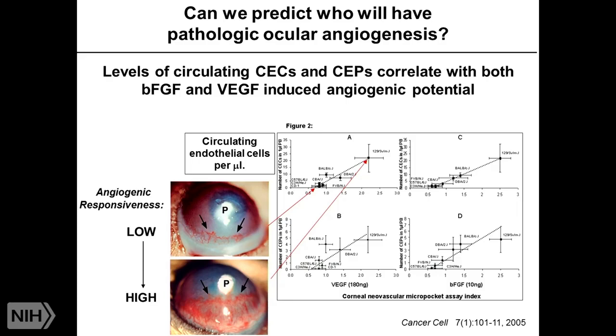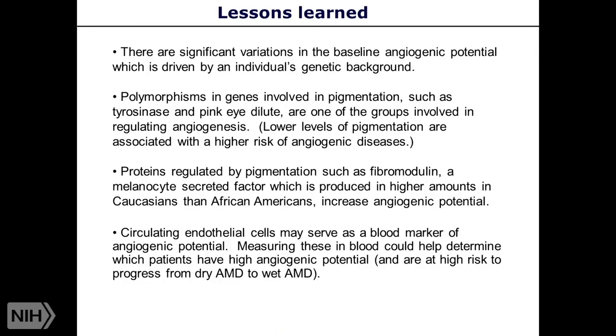So that leads to my lessons learned and some gaps. The lessons learned are that there are significant variations in angiogenic potential that are driven by an individual's genetic background, and these variations are controlled by polymorphisms in genes. In the case of one of these groups of genes, pigmentation, tyrosinase and pink-eyed dilute in mice regulate angiogenesis. And we've identified, and are going to be publishing, other classes of genes that contribute to the complex angiogenic trait. In the case of pigmentation, low levels of pigmentation are associated with high levels of angiogenic disease in pigmented tissues, so in the skin, in the iris, in the choroid.